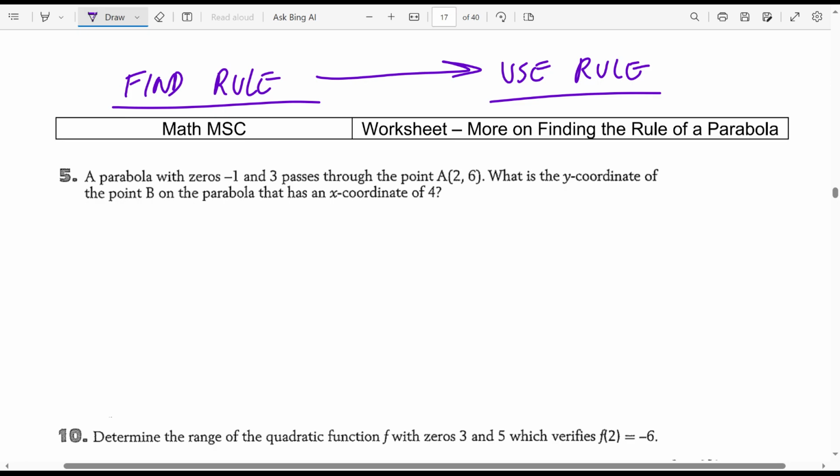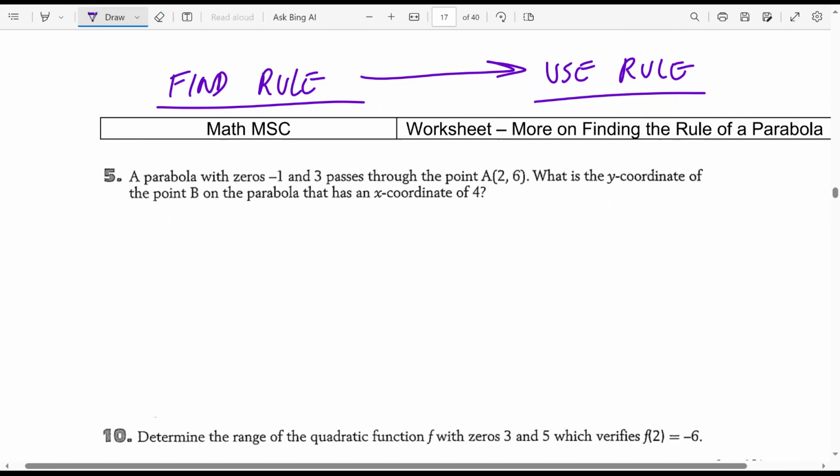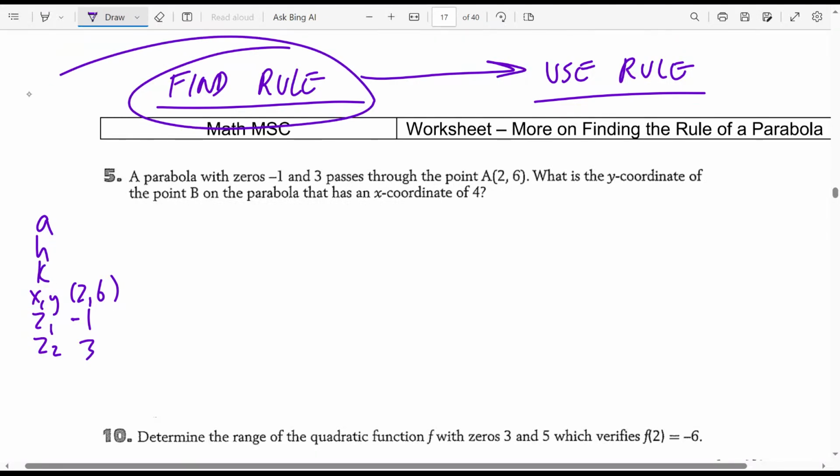A parabola with zeros -1 and 3, passing through point 2 and 6. I don't need to read anything else for right now. Because if I go and see a question, A, H, K, X, Y, Z1, Z2, if I am told that I have zeros -1 and 3, and a point of 2 and 6, I know I'm going to have to find a rule. So I might as well just go ahead and do that.